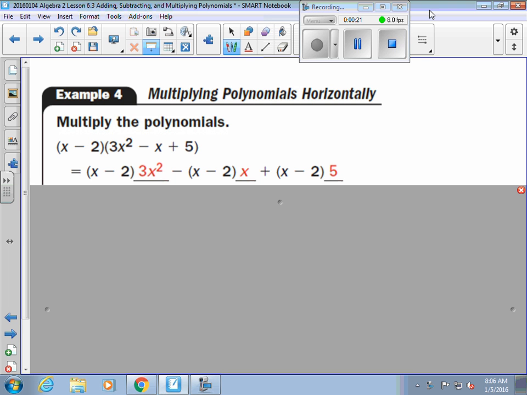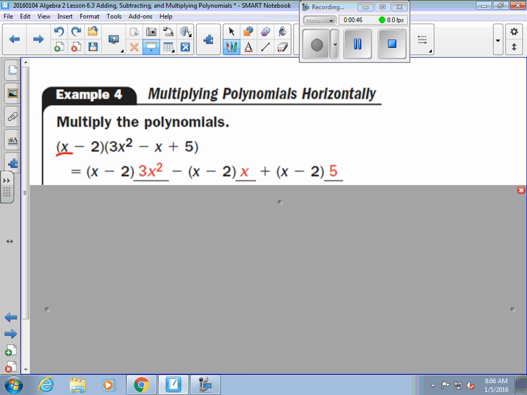Yesterday we talked about the vertical method, stacking the things on top of each other. This one is a little bit easier for us. Most of us draw little arrows, even if we don't draw them on paper, we'll draw them mentally. What we do here, though, is x times everything. There's two terms in the first one, x and -2, and then there's three terms in the second polynomial, 3x squared minus x plus 5.